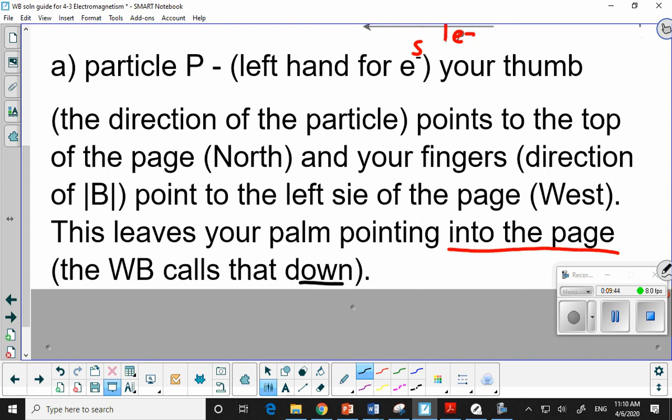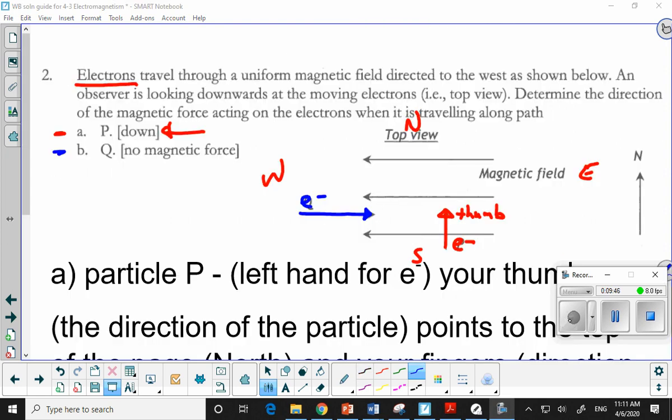So hit pause, copy that down, please. Question B deals with particle Q in this case. Q in this case is moving from the west, going towards the east, and the magnetic field is parallel to it.